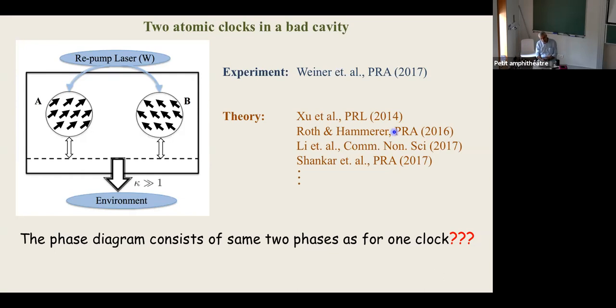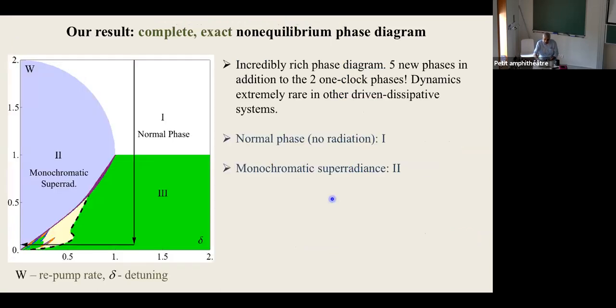The first surprise, or maybe not surprise, is that all this work missed the most interesting and most important physics in the problem. And the second surprise was that actually the two clock phase diagram is incredibly rich. So besides the two phases that we saw for one clock, there are 5 other phases. And moreover, this system exhibits dynamics that is very rare in other driven-dissipative systems. So let me now briefly describe this phase diagram, what you see here.